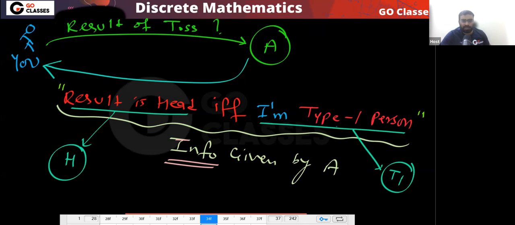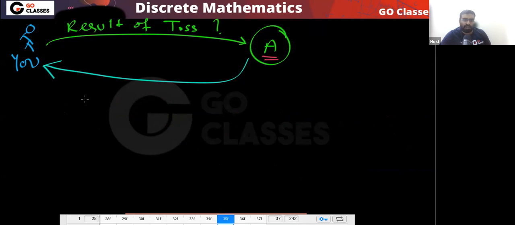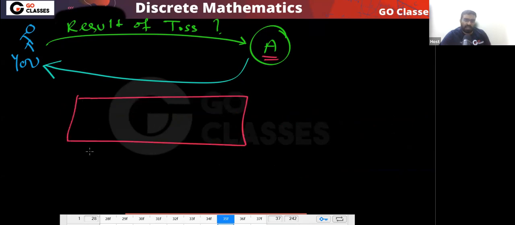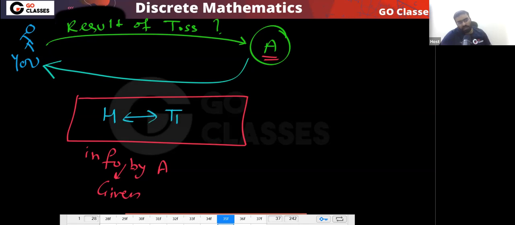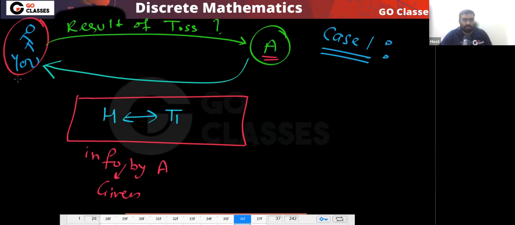Now, finally, what information are you getting? What information is this A giving you? This A is giving you this information: the result is heads if and only if I am type one person. Now you tell me, there are two cases. Clear? How many cases do we have? There are two cases. What is case one? Now you are doing the analysis. Remember, let's assume you are the CID.